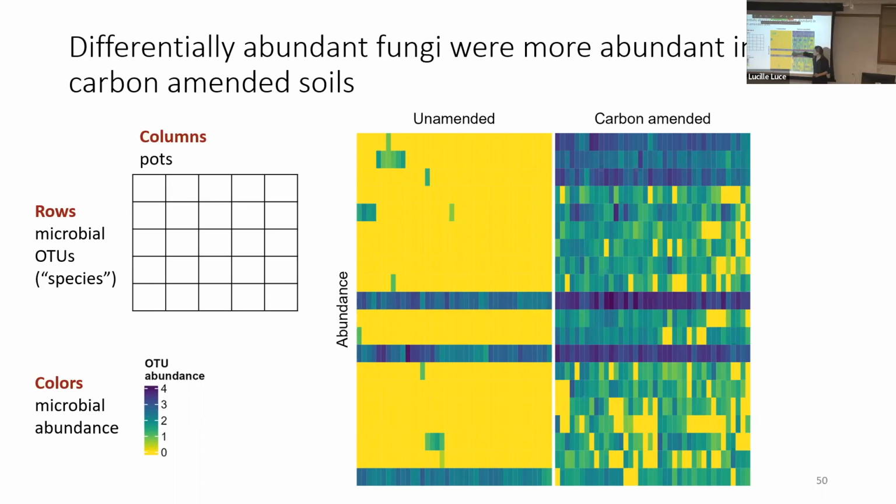These 2 species here are still more abundant in unamended soils than they are in carbon amended soils. You can see they're kind of like blue and light green in our unamended soils, but they're actually purple in our carbon amended soils. So that means they're more abundant. So I still think that we're selecting for increased growth in carbon amended plots for these 2, but this one down here is actually more abundant in unamended soils than it is in carbon amended soils.